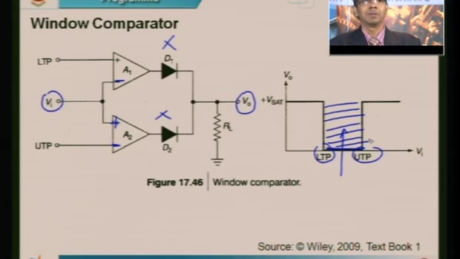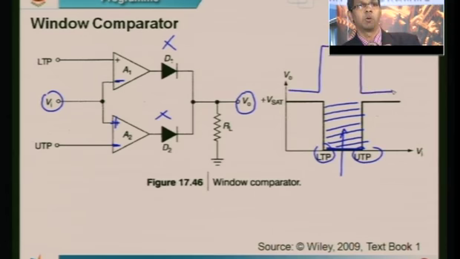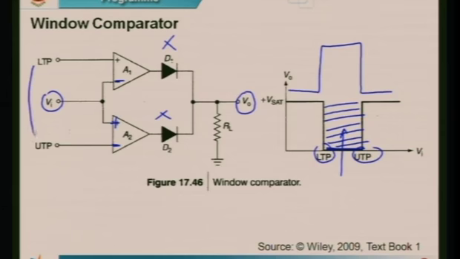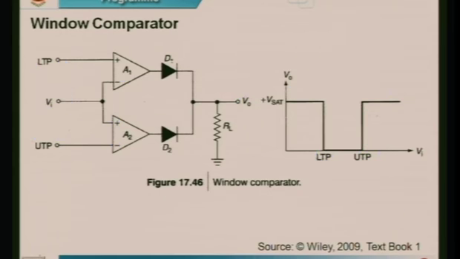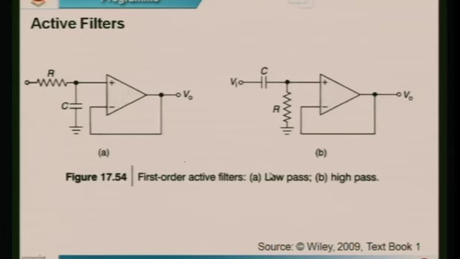We can also rearrange these terms. We can rearrange the LTP and UTP, just put them top and bottom, and we can get an output waveform which will be something like this. That means the output will be 1 or plus Vsat whenever it is in the window, else it's otherwise. The only difference is you have to simply interchange the lower threshold point and upper threshold point, and the circuit behaves in that fashion.